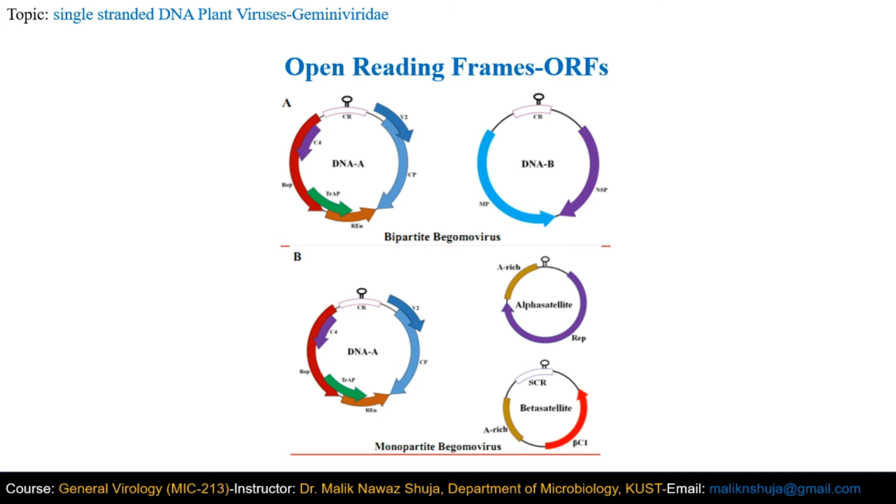So this slide represents the basic structure, or the genomic architecture, of begomoviruses. The upper panel shows the bipartite begomoviruses. These are the open reading frames, and this is the large intergenic region which contains the common region of approximately 200 nucleotides. So this common region is found between DNA A and DNA B. Similarly, monopartite begomoviruses are mostly associated with the satellite molecules, alpha satellite and beta satellite.